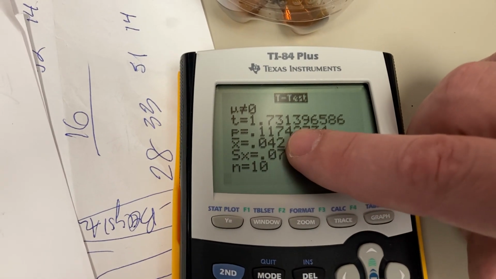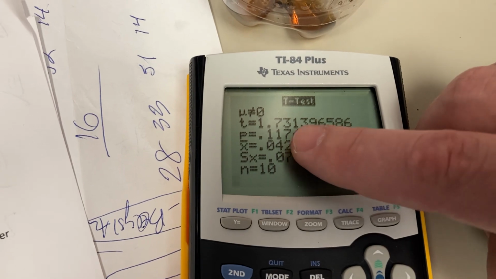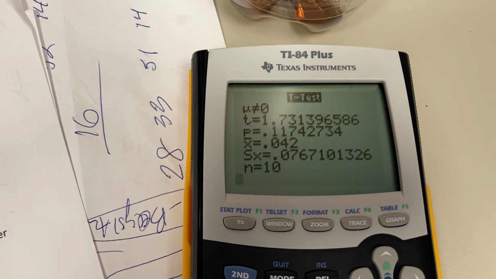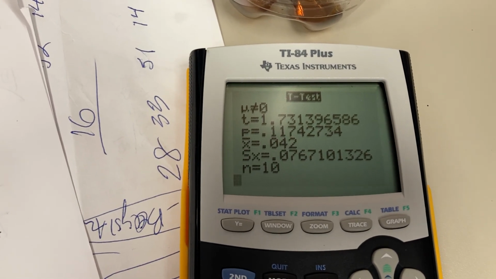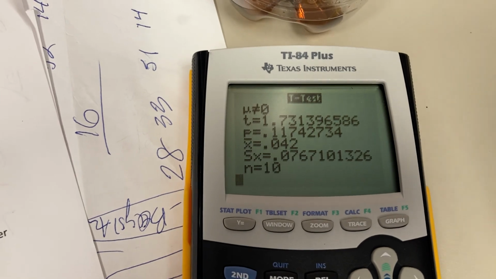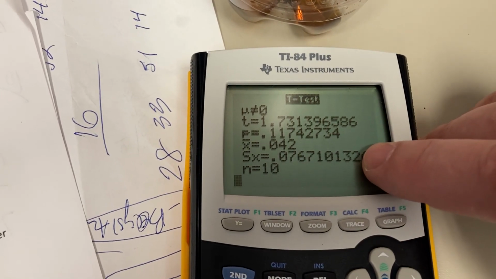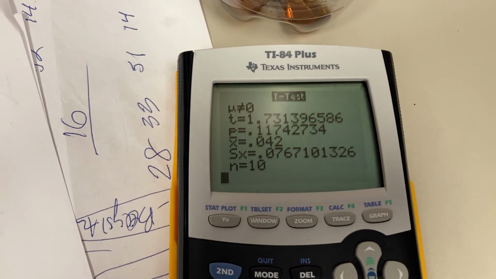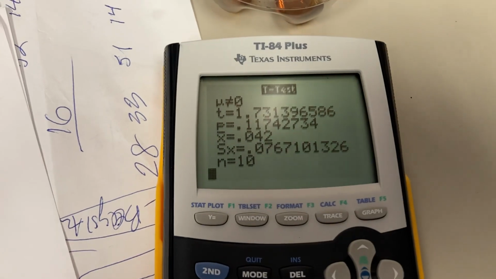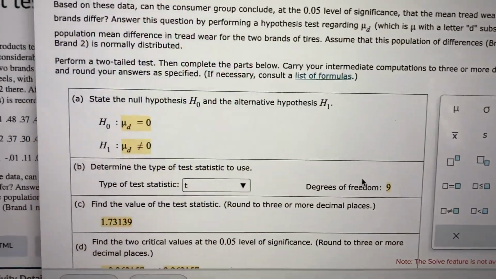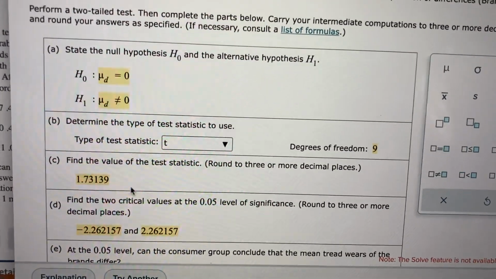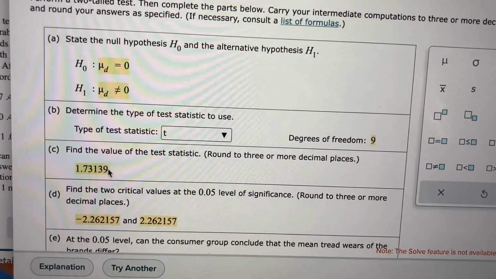We have the mean difference right there, so the d bar in the problems would be that 0.042, and the standard deviation of the differences is this value right here. Now your n is 10, but your degrees of freedom is n minus 1. And so I'm going to travel back over here, and we're going to put in the information. So we're using a t-test. Degrees of freedom will be 9. We put our test statistic right there.